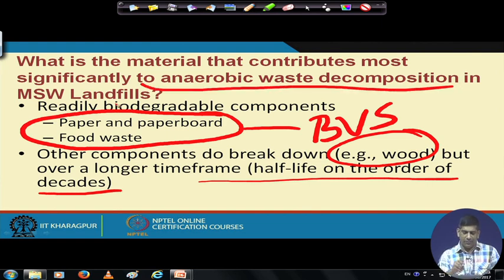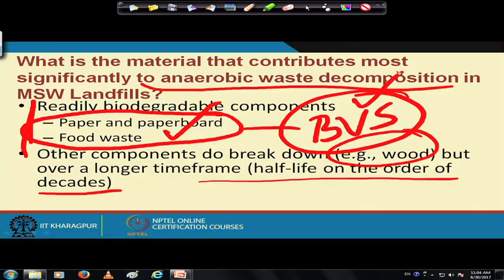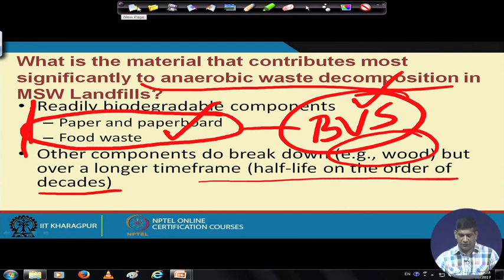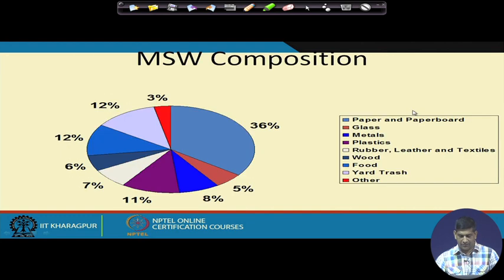These are the paperboard, food waste. They are part of this BVS fraction, biological volatile solid. If we know the chemical formula of these together, which will be the BVS fraction, we can always use the equation and predict how much gas will be produced. But the gas gets produced over a long period of time. The reaction is not very fast, so we need to take that into the picture.